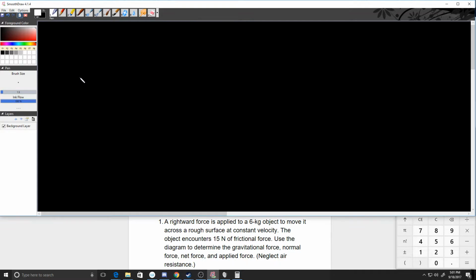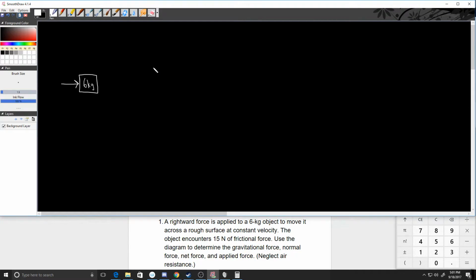So let me draw that first. All right, that's my object. 6 kilograms. Okay. Rightward force, so force to the right, is applied to a 6 kilogram object to move it across a rough surface at constant velocity. All right. Constant velocity means there's no acceleration. There's no change in velocity. So that means acceleration is 0.